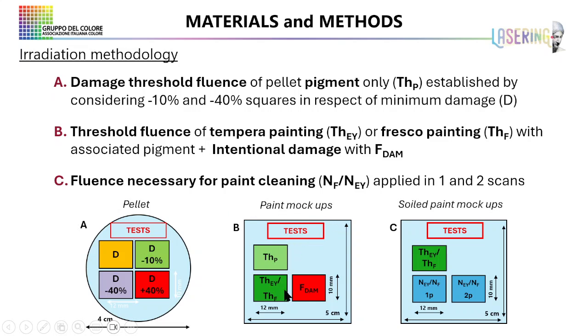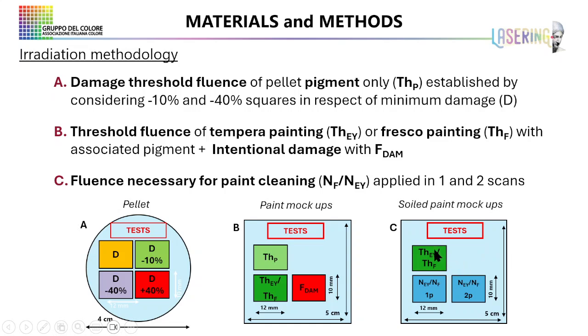Evaluating the effect, the threshold fluence of the tempera painting and fresco painting with the associated pigment was also determined, and another square with intentional damage was also made, to be aware of the effects in case of erroneous use of the laser. Then at the end, the third stage consists of applying the damage threshold of the paint mockups on soiled paint mockups.